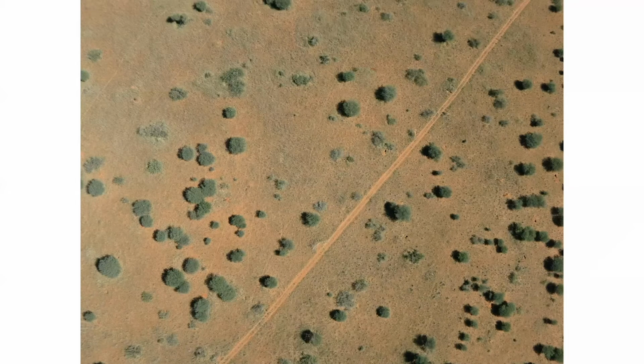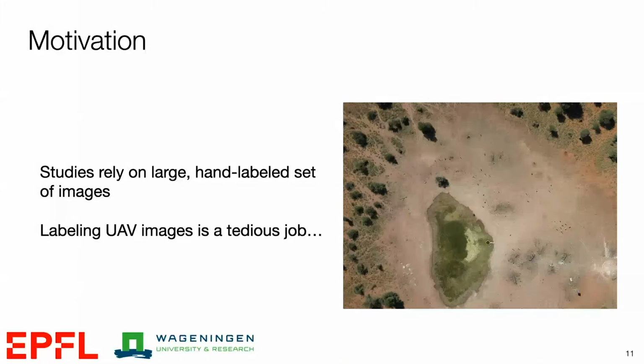And this problem still is we rely on large hand-labeled sets of images. If you want to train an automated deep learning-based detector, we need to label a lot of images with a lot of bounding boxes. Sometimes images contain over 40 animals, like here, many of them contain none. It's pretty annoying. So now we want to solve this.